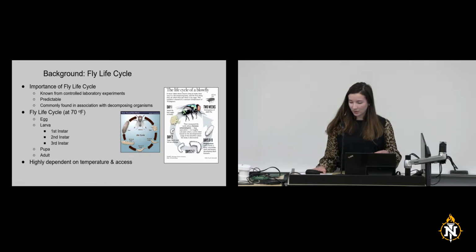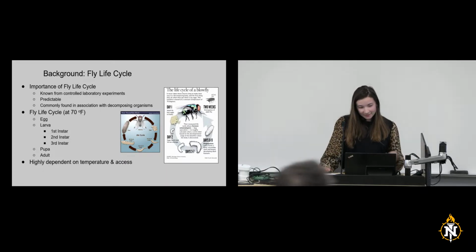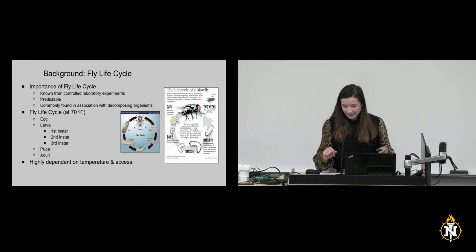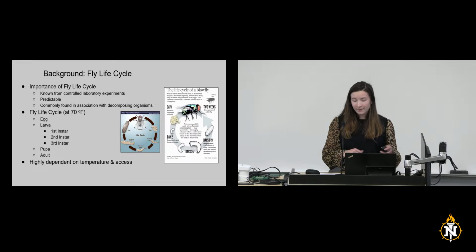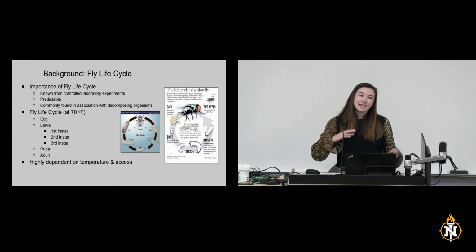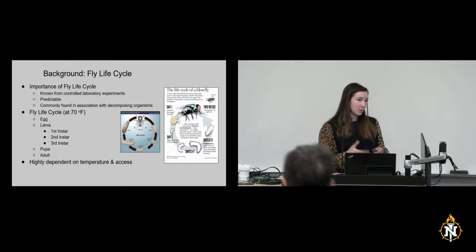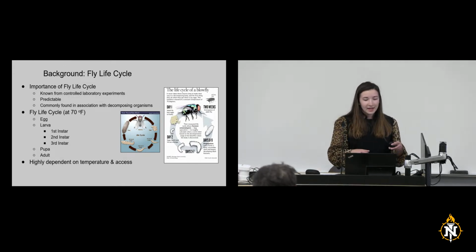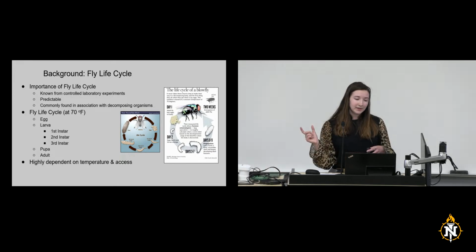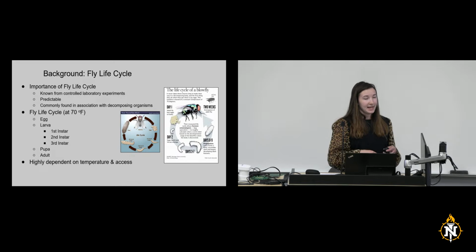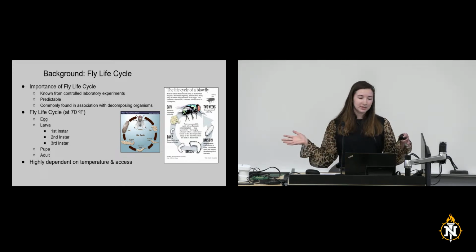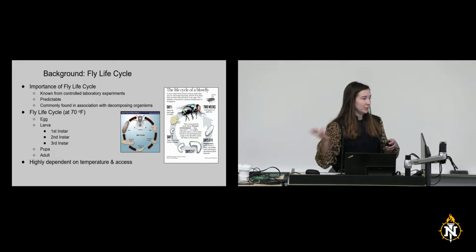The fly life cycle at 70 degrees Fahrenheit is most predictable, and it takes 24 hours for larvae to hatch. This can range depending on the temperature. If the temperature is higher, then they can hatch sooner. If it's colder, then they can hatch a lot slower. It just depends. The fly life cycle starts as eggs, and then they become larvae. Within the larva stage, there are 3 different stages: first instar, second instar, and third instar. Then they pupate, so they wander away from the decomposing organism, and then they turn into adults.